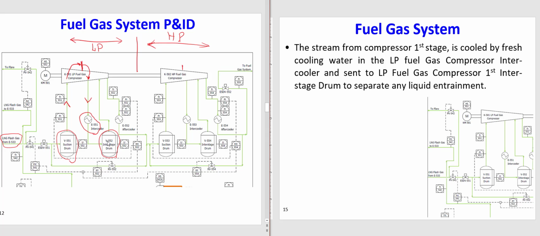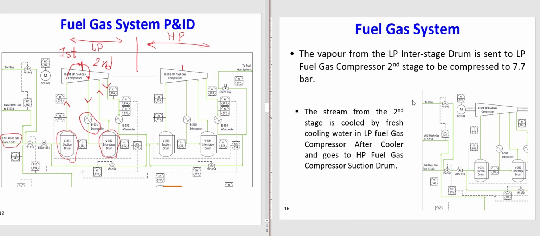In the interstage drum, why do we do it? If there is any liquid, we will separate it in this interstage drum, like what we do in the suction drum. After the interstage drum, it will be sent to the second stage of the low pressure fuel gas compressor. This is the first stage, this is now the second stage. The pressure will increase at the exit, which we will see in the next slide.